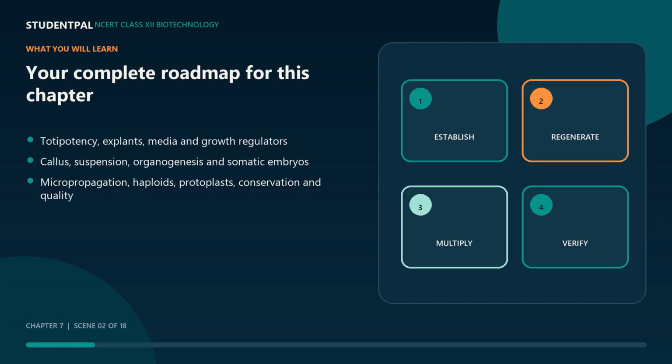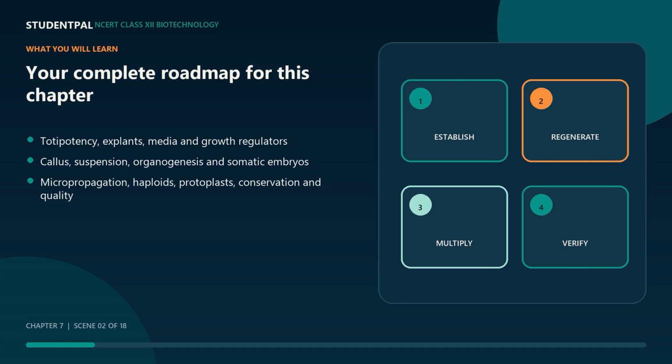Our roadmap begins with totipotency, the developmental potential of a plant cell under suitable conditions. We then select and establish an explant aseptically, design a medium containing mineral nutrients, carbon, vitamins and growth regulators, and examine how auxin and cytokinin responses influence callus, roots and shoots. Next, we compare unorganized callus with cell suspension culture and follow two regeneration routes, organogenesis and somatic embryogenesis.